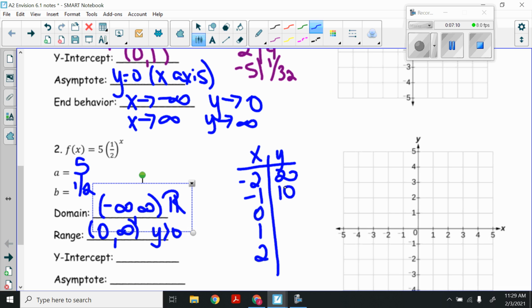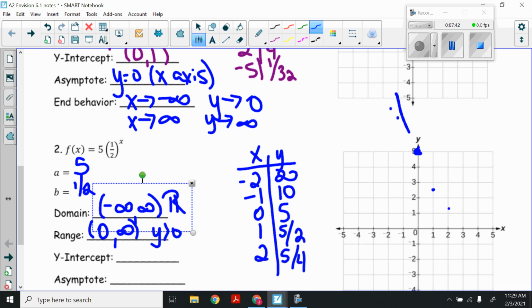1/2 to the 0 power is 1, but then once I multiply it by 5, I get 5. 1/2 to the first power is 1/2. 5 times 1/2 is 5 halves. 1/2 squared is 1/4. 5 times 1/4 becomes 5/4. So I can plot these points. So 0, 5, there's my y-intercept. -2, we're somewhere way up there at 20. -1, way up there at 10. Over 1, we're up like 2.5. Over 2, we're up a little bit past 1.